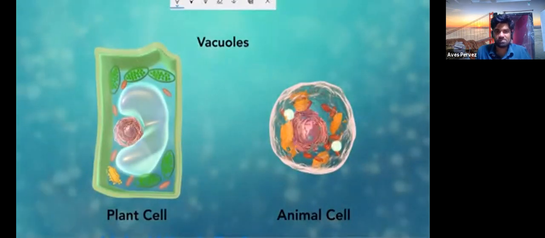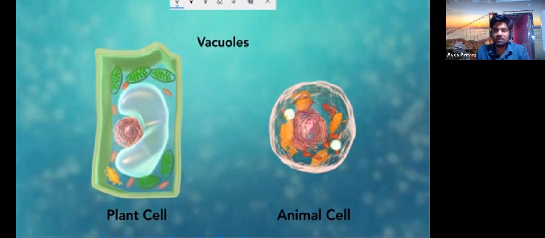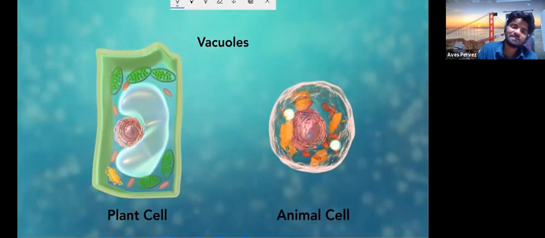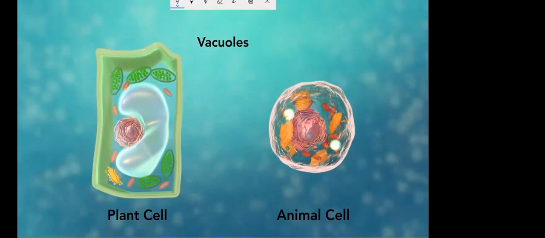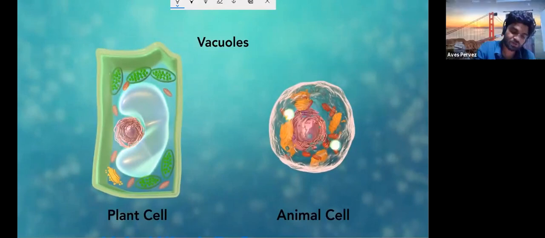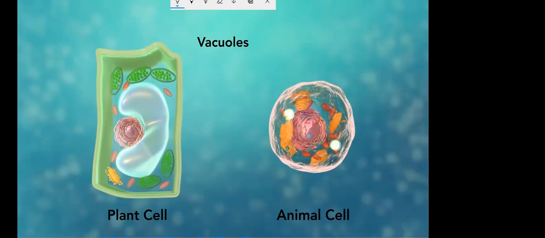Vacuoles are sac-like structures that store different materials. Now you got it. What are the functions of Golgi bodies and endoplasmic reticulum? Yes, sir. Hamna, you also? Yes, sir. Okay, let's move further.